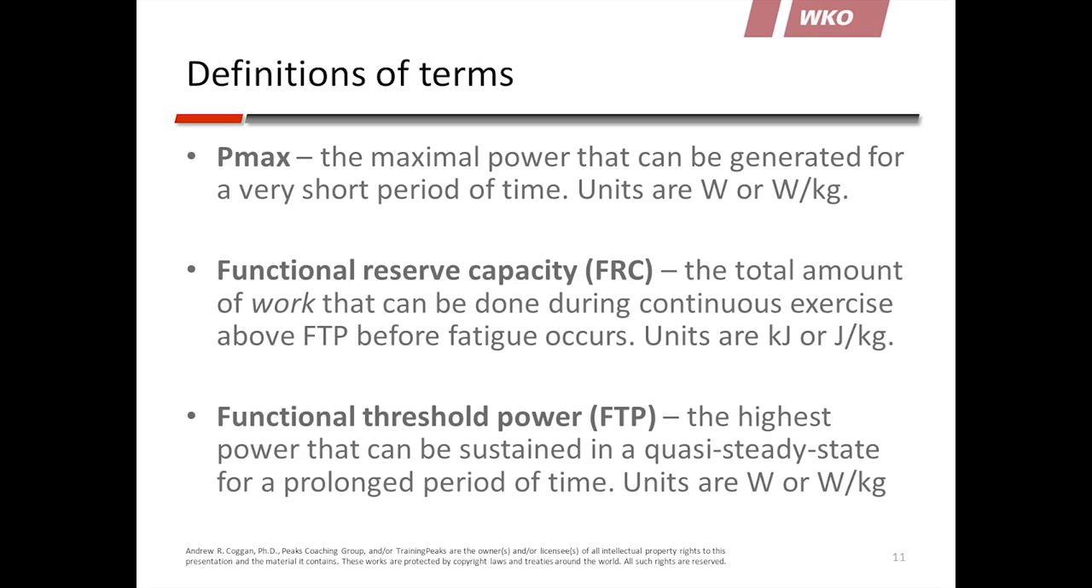Functional threshold power, down at the bottom, is one you're already familiar with. It has been defined as the highest power that can be sustained in a quasi-steady state for a prolonged period of time. I made the point early on, you notice that there's no 60 minutes on here. There's not even a squiggle 60 minutes on here. While you can use 40K TT power as a surrogate estimate of functional threshold power, it's not the absolute definition.